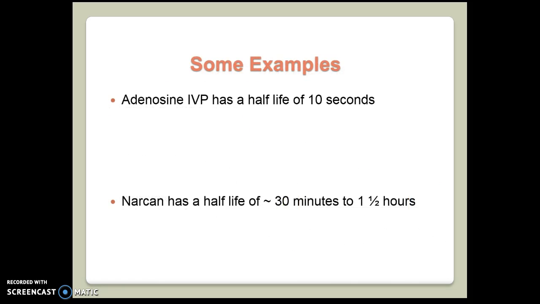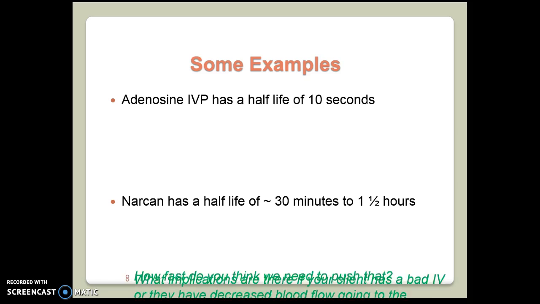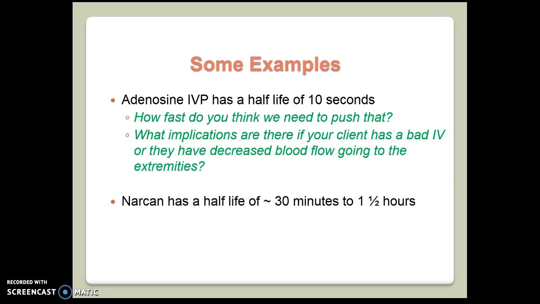So here's an example. Adenosine IV push has a half-life of 10 seconds. And if anybody's given adenosine IV push, you know that you give it quickly, it works quickly, and the patient moves on. Narcan has a half-life of about 30 minutes to 1.5 hours. Narcan is one of those things that's in the news right now. Back to the adenosine. How fast do you think we need to push it? Well, it's very fast. If your client has a bad IV or decreased blood flow, there are some implications because the medication may not even have a chance to be absorbed or metabolized prior to its half-life.